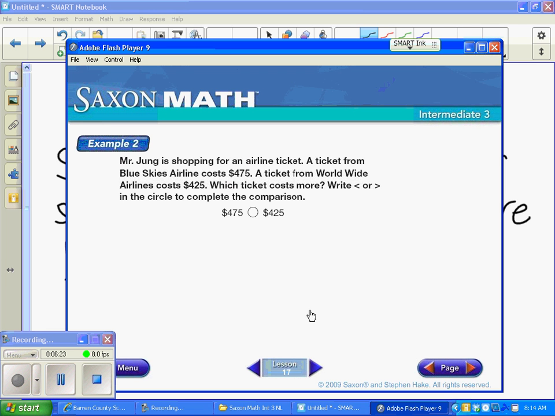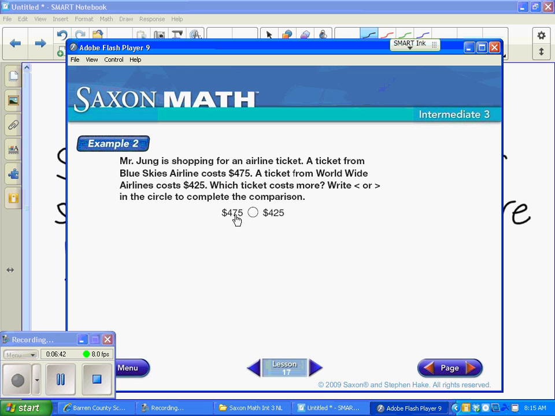Mr. Jung is shopping for an airline ticket. A ticket from Blue Skies Airline costs $475. A ticket from Worldwide Airlines costs $425. Which ticket costs more? Write less than or greater than in the circle to complete the comparison.